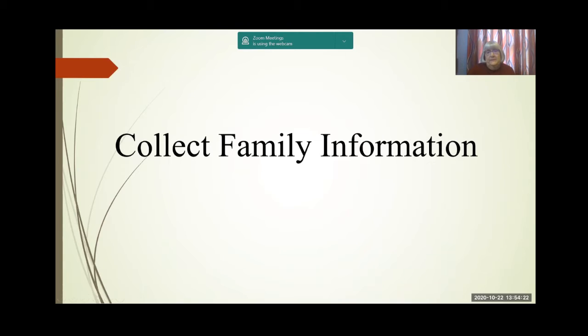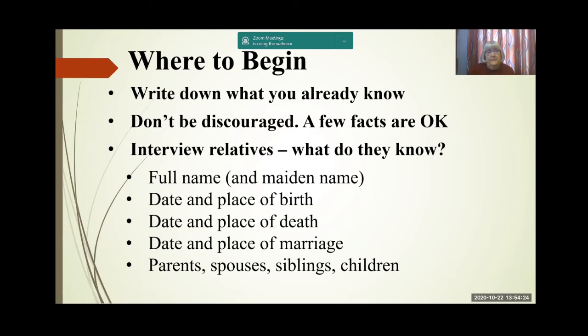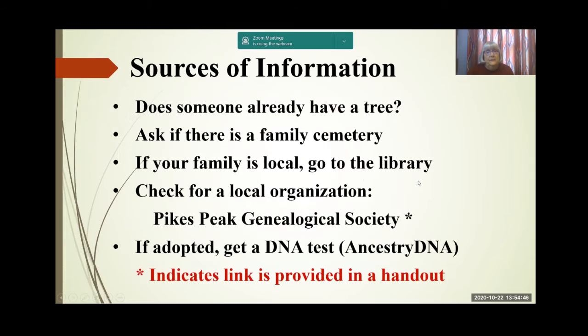One of your beginning steps is to collect your family information. The things you need are full names, maiden names for women. If you have date and place of birth, that's great. Date and place of death, date and place of marriage, parents, spouses, siblings, children, everything you know. Get ready to put it into your tree.